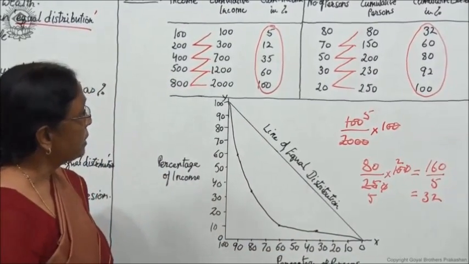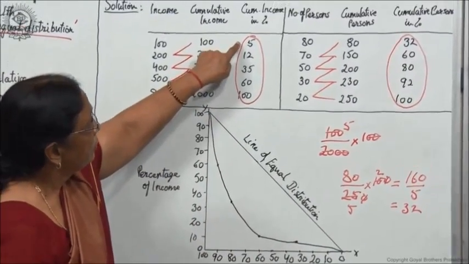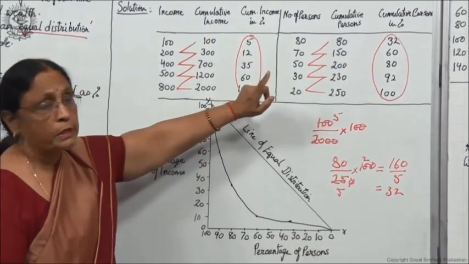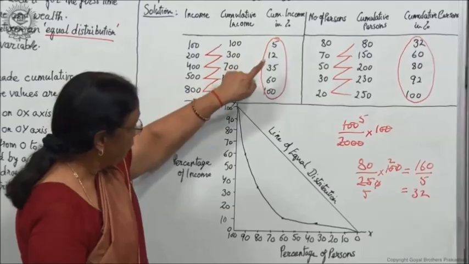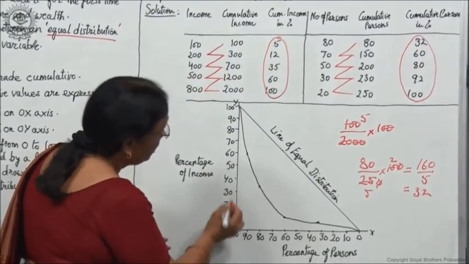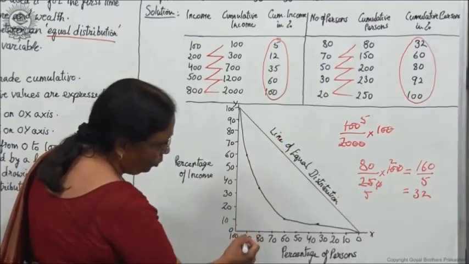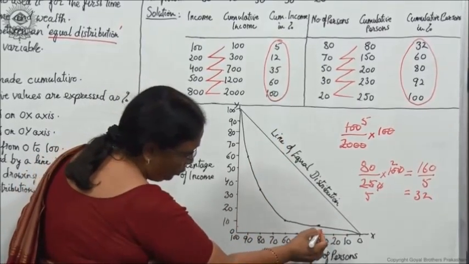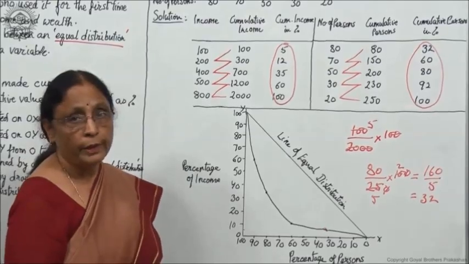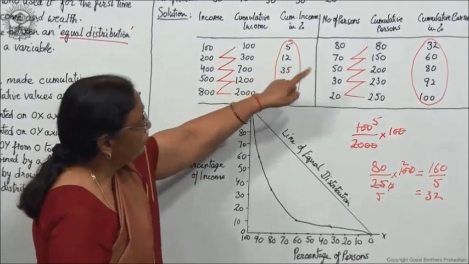Now the next step is match this with the percentage of persons. That is, take 5 on the income. This is 5, and then 32 on this side. 32 is here, so you'll get one point here, right? Then 12 and 60.